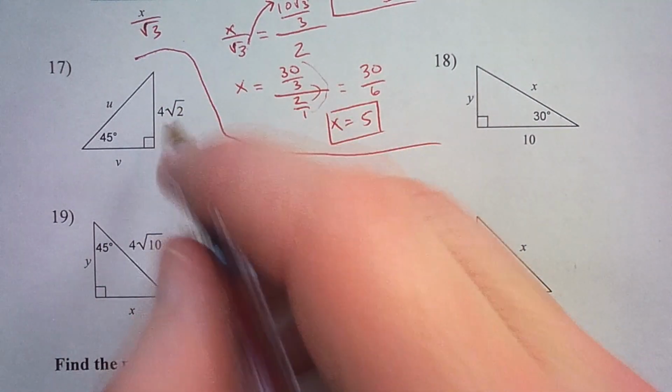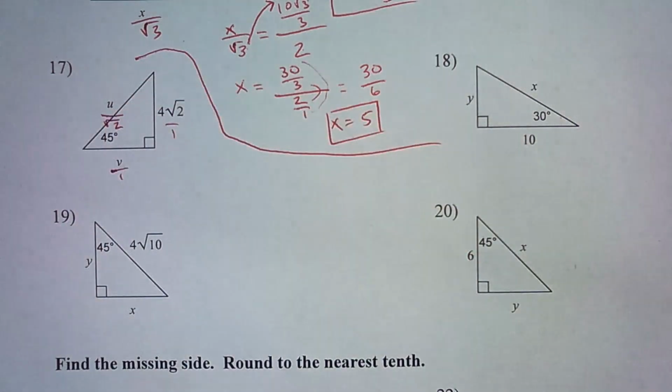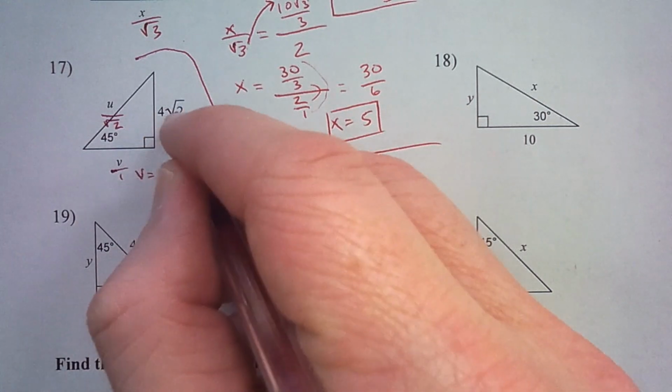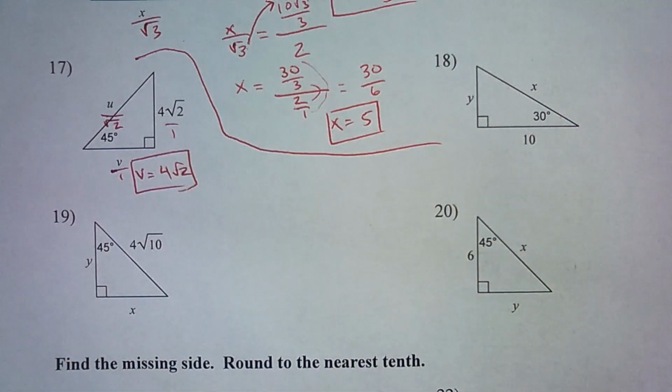Number 17 is a 45, 45, 90. That's 1, 1, root 2. So I have V is the same as this leg right here, 4 root 2. Okay, so I'm done with V.